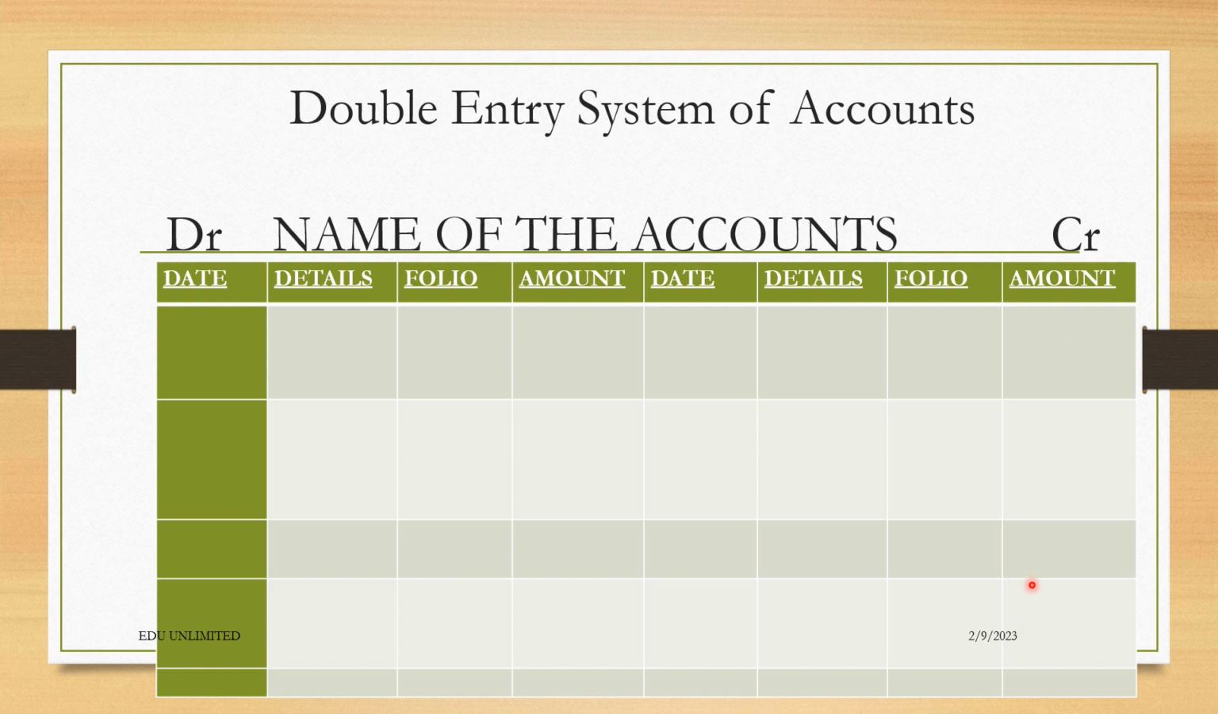But let us get into more detail here. The date is the date on which the transaction was done. The details or particulars is the name of the account or accounts affected. The folio column would give us an abbreviation for the name of the ledger or book from which the account comes. And then in the amount column, we would list or record the amount of the transaction.